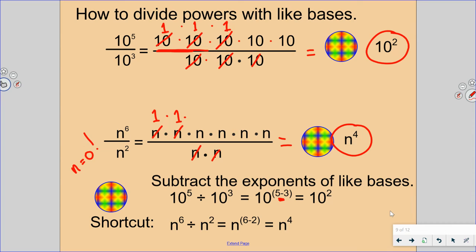n to the 6th divided by n to the 2nd, again, any number divided by itself cancels out. And what would that leave us with? Well, 6 take away 2 would be 4. Now again, you may use that shortcut, is what Mrs. Gowdy used to call it. I call that number sense. Anytime you're dividing powers, subtract the exponents. Anytime you're multiplying powers, add the exponents.